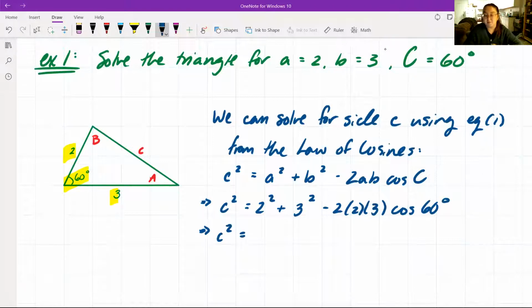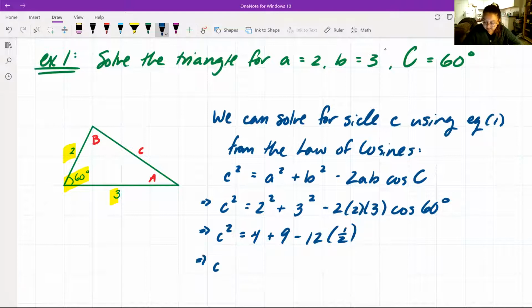So we can do our best to simplify these values. So 2 squared is just going to be 4 plus 3 squared, which is 9, minus 2 times 2 is 4 times 3 is 12, times cosine of 60 degrees, which we can use our unit circle on that, or any other way that you would want to calculate cosine of 60 degrees. It's just going to be 1/2.